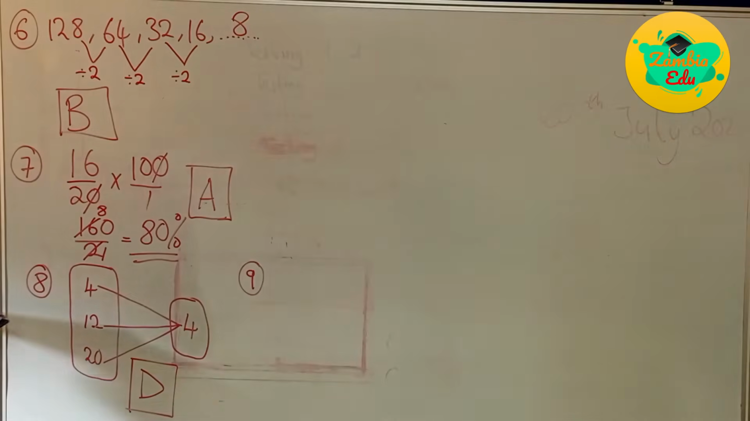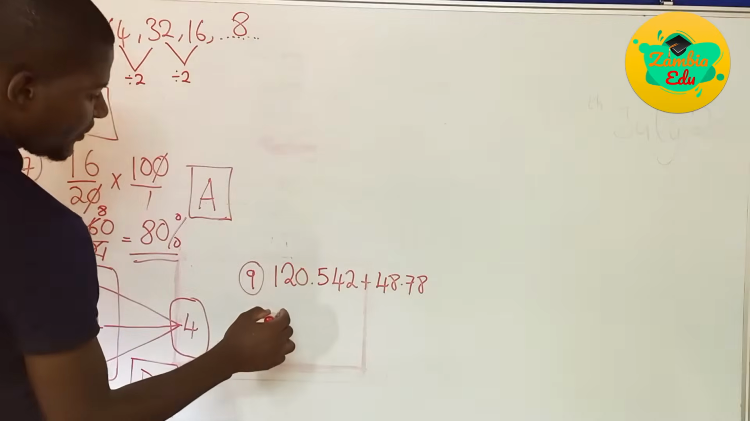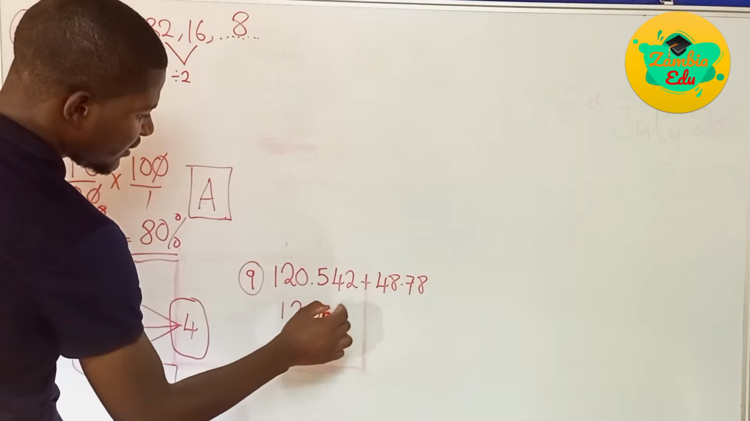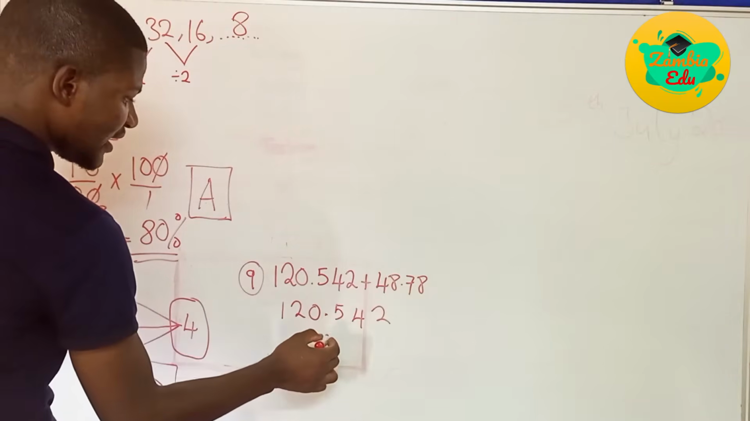Question number 9 says we've been given 120.542 plus 48.78. So we should be able to add those decimal numbers. So we are going to rearrange it in this order, 0.542. So we make sure that the decimal point is aligned in that way.